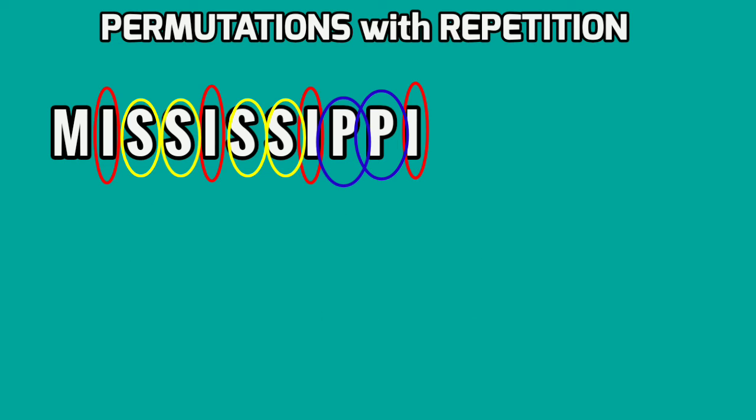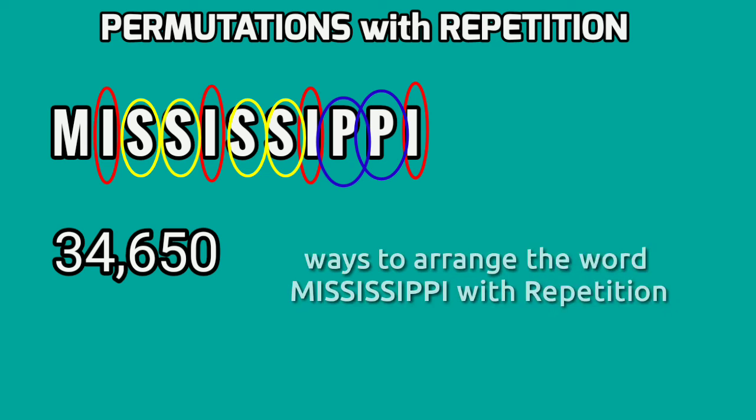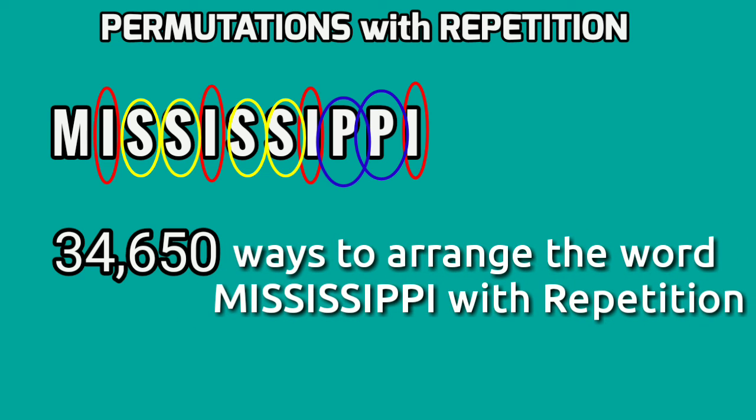And the result is 34,650. Which means there are 34,650 ways to arrange the word Mississippi with repetition.